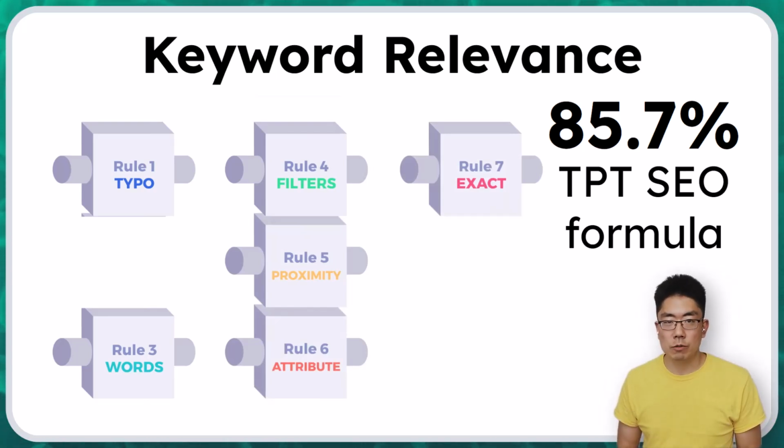There are 6 rules that have to do with keyword relevance. This accounts for over 85% of the TPT SEO game. SEO means search engine optimization. So that means selecting the right keywords and putting them in the right places to optimize our chances to show up higher in TPT search.